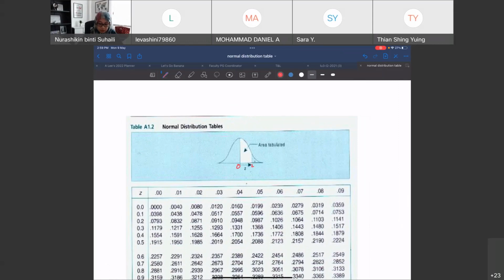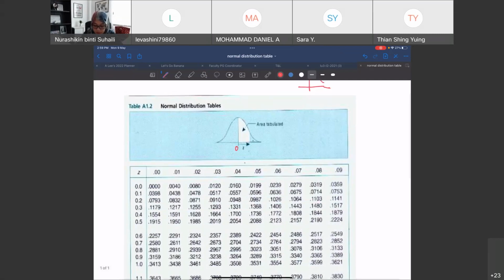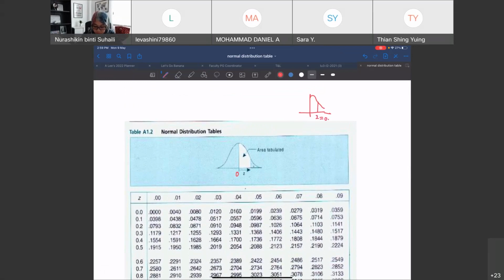If you see the graph on top of the table, the area tabulated is enclosed by the region where the Z lies. So it means that this is from 0, isn't it? You're just talking about one side. Let's say Z is 0.92. The area will be read from the 0 axis to Z equal to 0.92, which is this one. So this is the area enclosed by Z equal to 0.92. So what's the area?